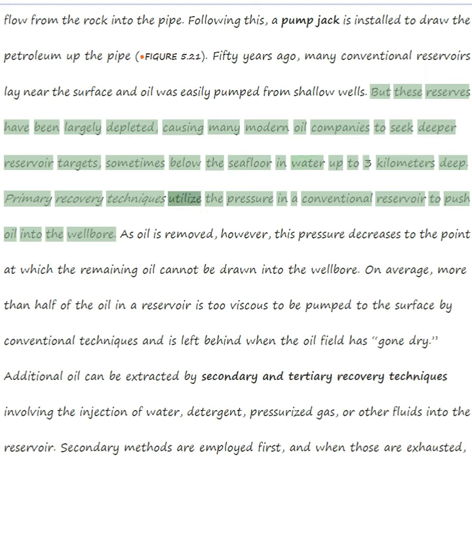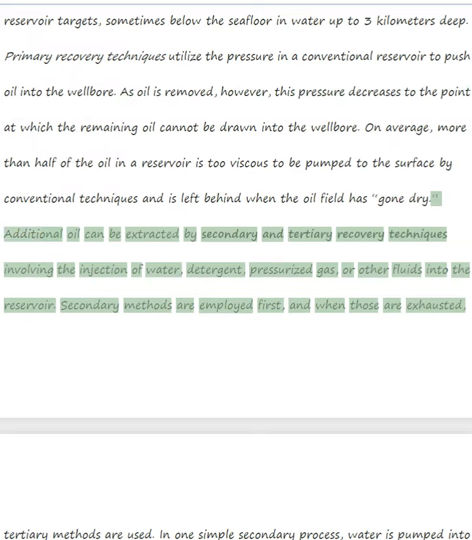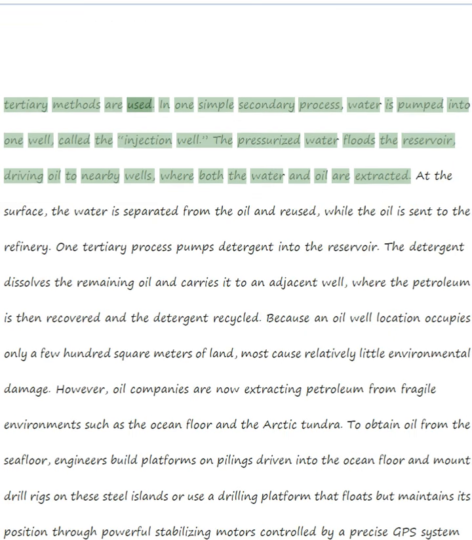Primary recovery techniques utilize the pressure in a conventional reservoir to push oil into the wellbore. As oil is removed, however, this pressure decreases to the point at which the remaining oil cannot be drawn into the wellbore. On average, more than half of the oil in a reservoir is too viscous to be pumped to the surface by conventional techniques and is left behind when the oil field has gone dry. Additional oil can be extracted by secondary and tertiary recovery techniques involving the injection of water, detergent, pressurized gas, or other fluids into the reservoir. Secondary methods are employed first, and when those are exhausted, tertiary methods are used.